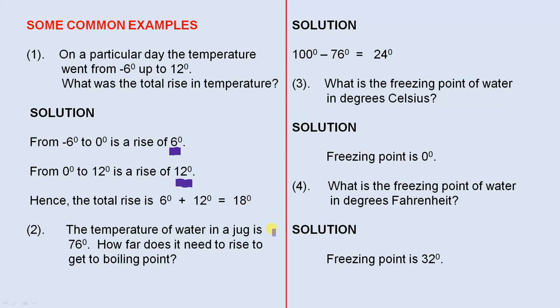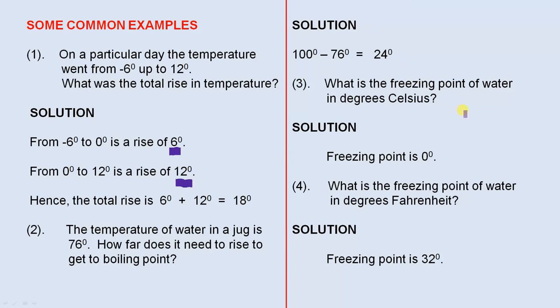Number 2, the temperature of water in a jug is 76 degrees, that's Celsius. How far does it need to rise to get to boiling point? So this here refers to Celsius or centigrade. So 100 degrees minus 76 degrees gives us 24 degrees. So it has to go up another 24 degrees Celsius to get to boiling point.